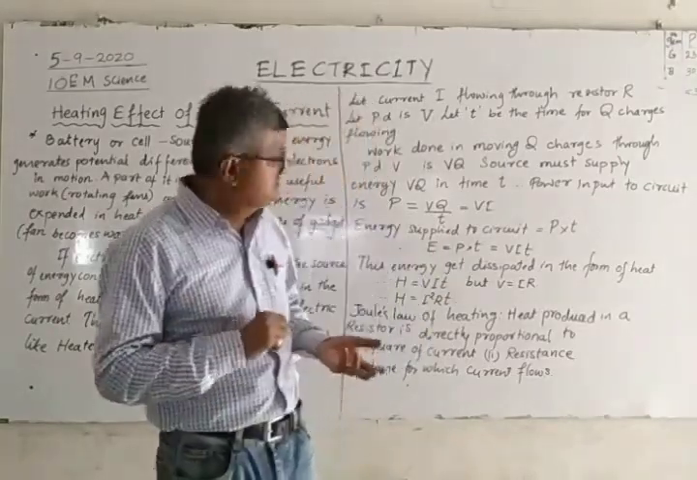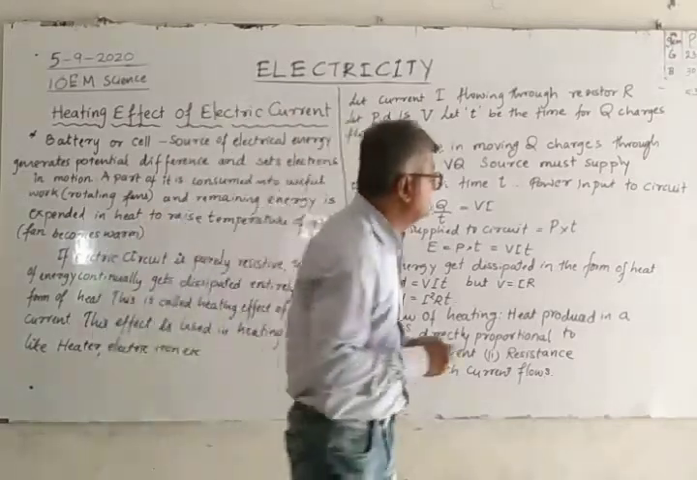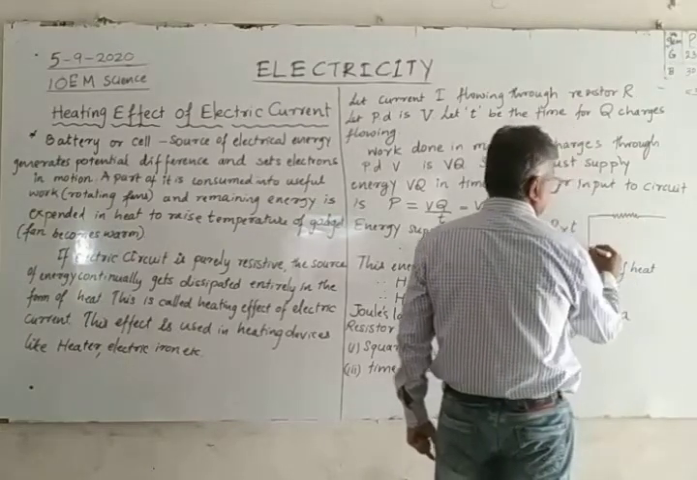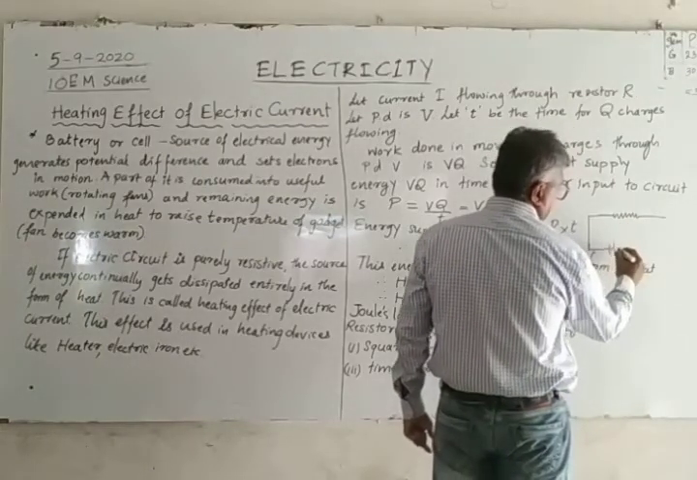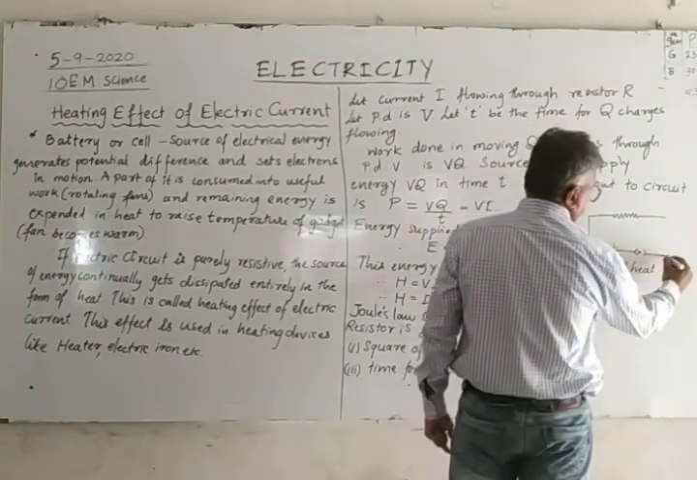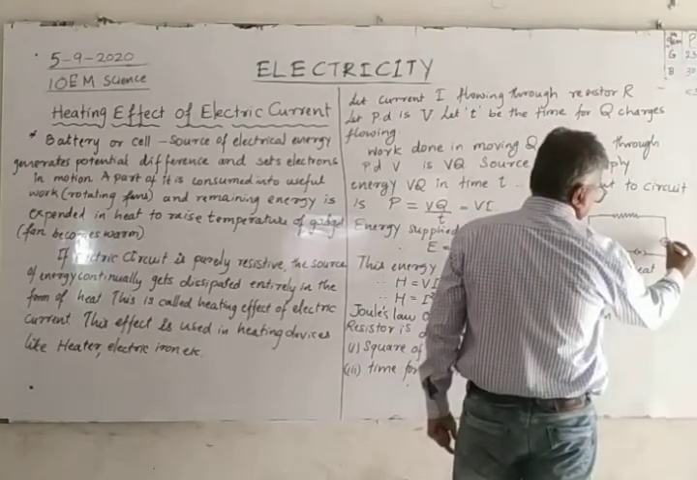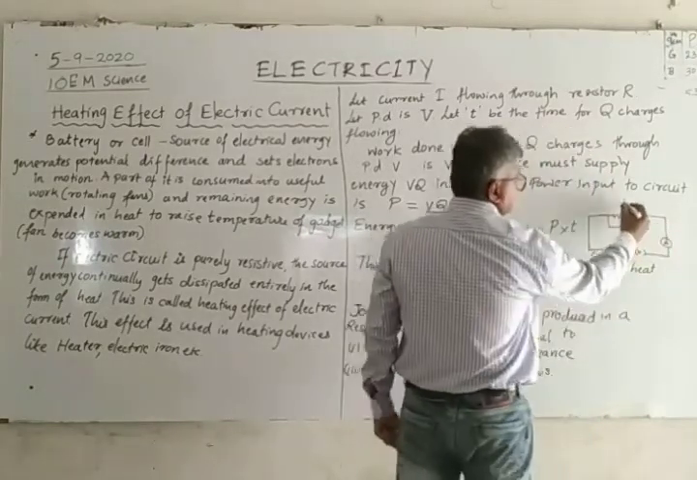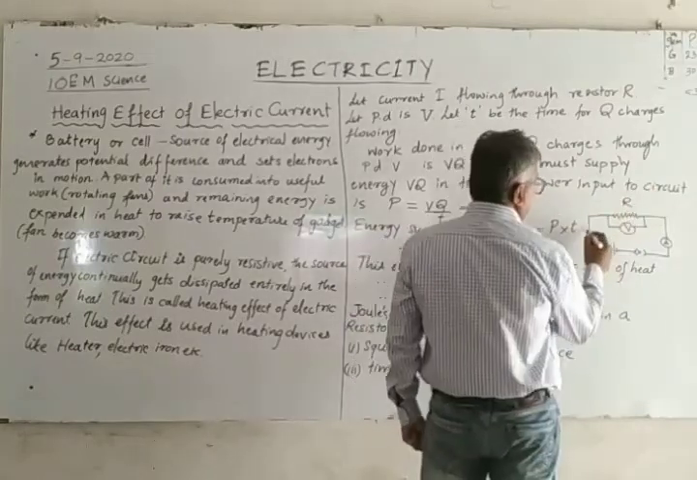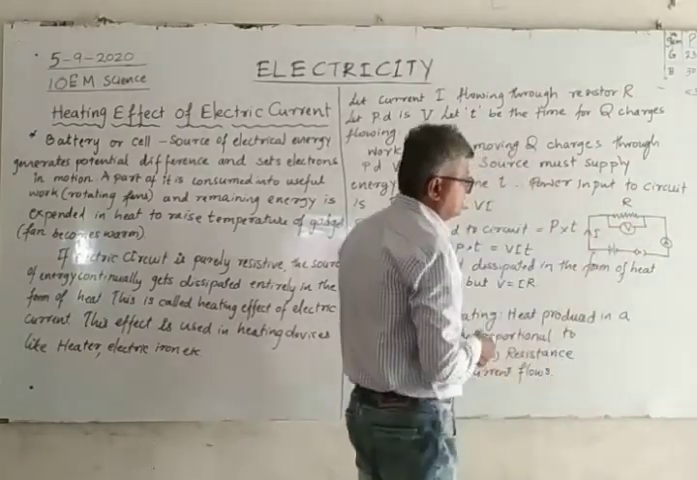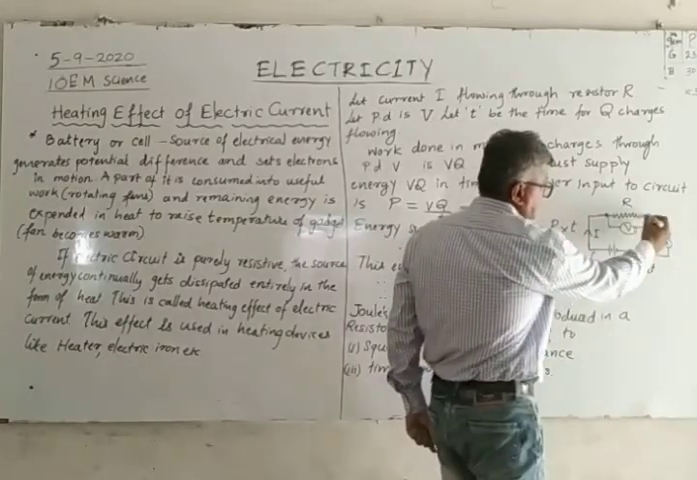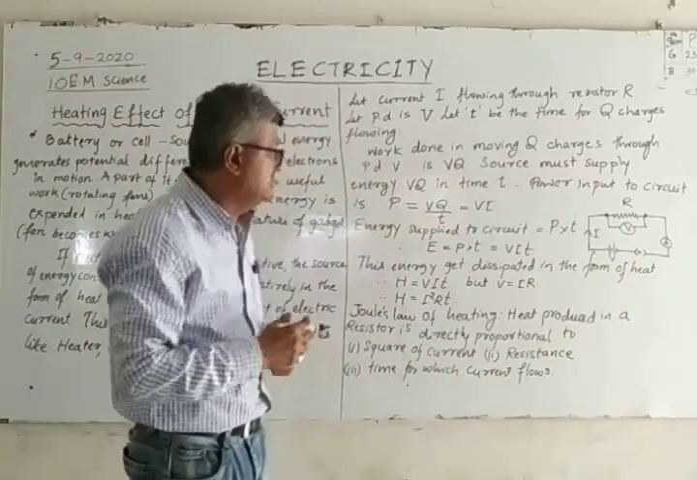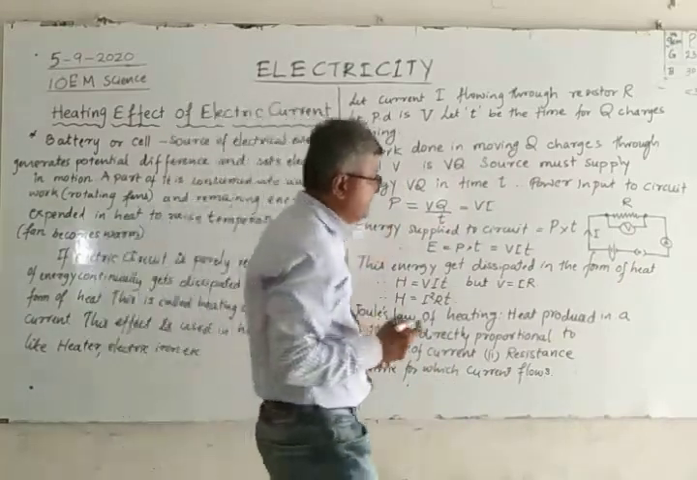So I will draw a circuit here. Let this be the resistor, and this is the energy source, a cell, with a key. Say this is the ammeter A, and this is the voltmeter V. So this is the resistor, current I is flowing through the circuit, and this is the potential difference across it, which we also call potential because it is supplying the energy.